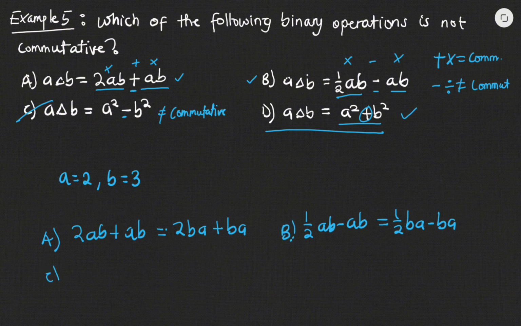For option C, it's A squared minus B squared. If you interchange the position, it will be B squared minus A squared. This is what you substitute your values into. And for option D, it is A squared plus B squared. For commutativity, if we interchange, you should get the same answer, so it will be B squared plus A squared. So you do your substitution, solve, and see if the left hand side and the right hand side are equal.